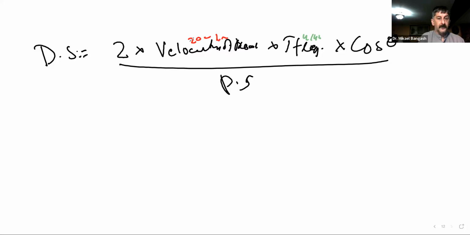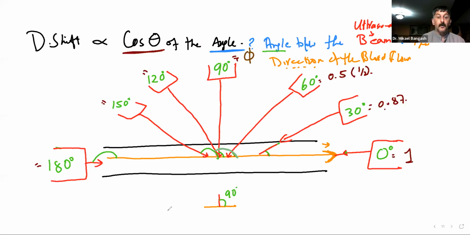Right now our Doppler shift is 40 multiplied by 4, which becomes just 160. But if we have a cosine theta value of 0, the whole equation becomes multiplied by 0, and that will mean that we end up with a Doppler shift of 0, which may give us the impression that there's no blood flow.